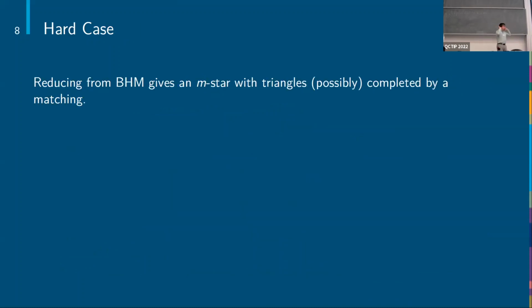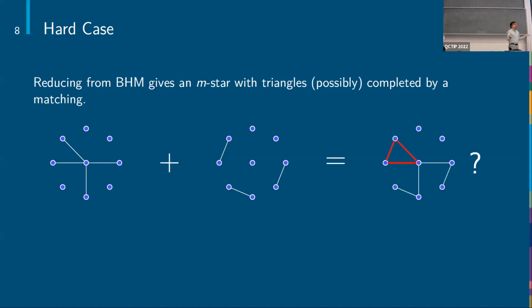Anyway, so you have a star, an m-star, and that's given to you first in the stream. And then we give you a stream of disjoint edges, a matching, that may or may not complete those vertices incident to that high degree star vertex into triangles. And so you want to estimate how many triangles are completed.